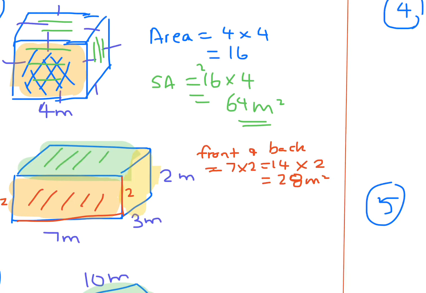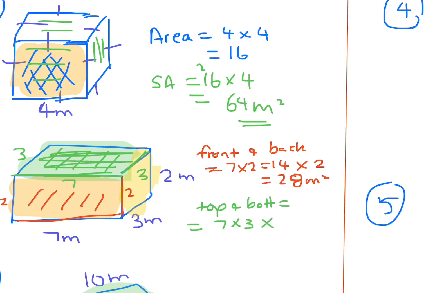Okay, then the top and the bottom. If you look at the top, that would be 7 there, and the side here is 3. So you go 7 times 3, and that's the top, and there's one of those on the bottom, so then you times 2. So 21 times 2 is 42 meters squared.